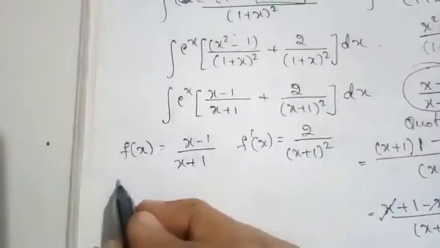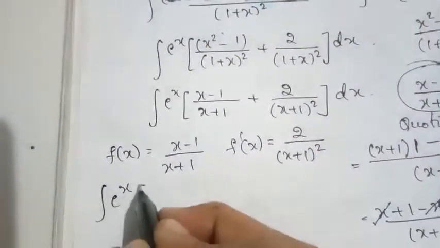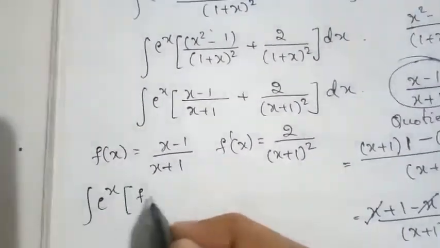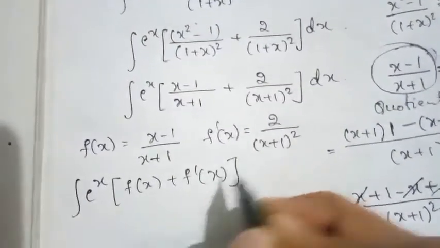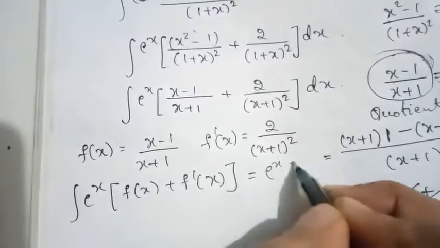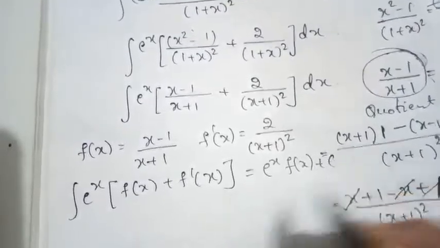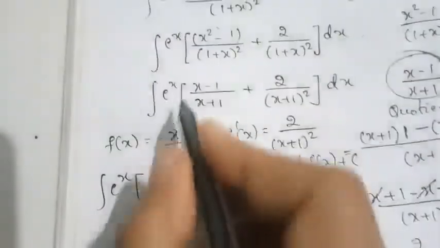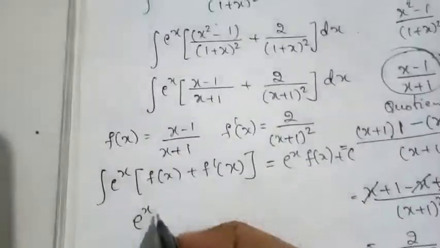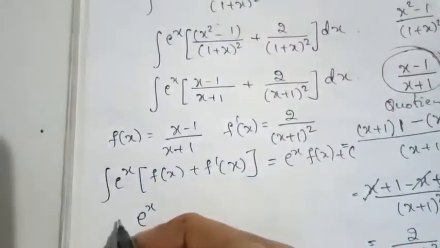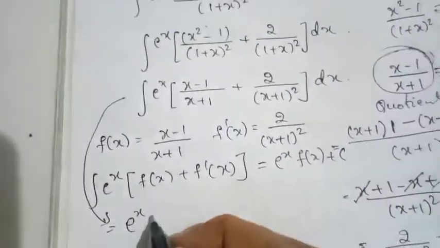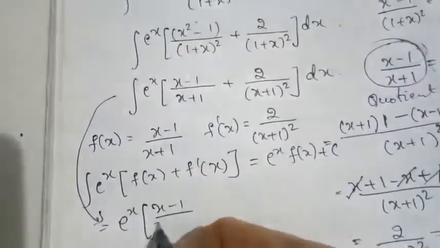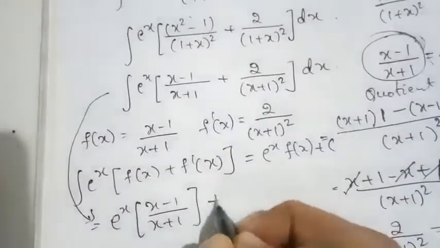So now this given question is in the format of integration of e power x into f of x plus f dash of x. If it is of this form, the integral is e power x into f of x plus c. So what is f of x here? Here f of x is x minus 1 divided by x plus 1. So the integral of this one is equal to e power x into x minus 1 divided by x plus 1 plus c.